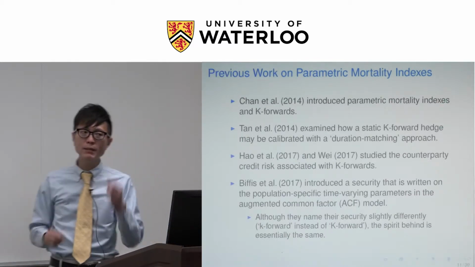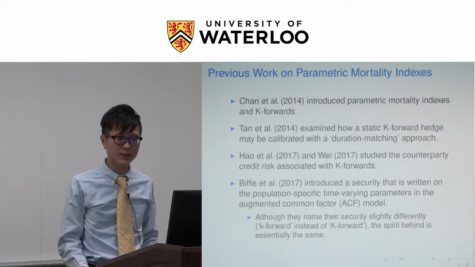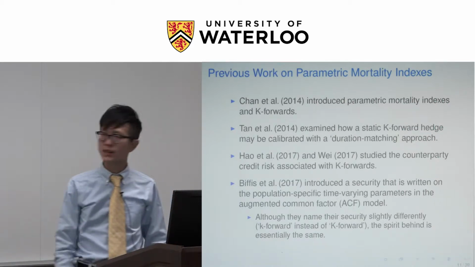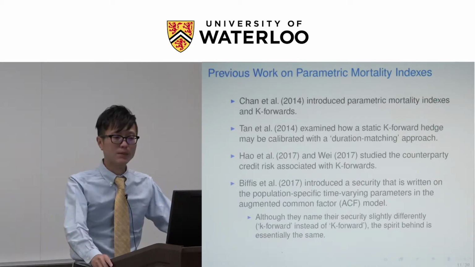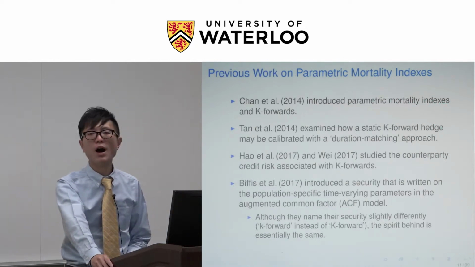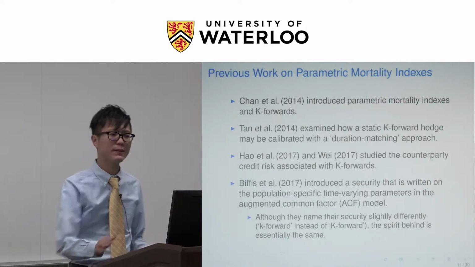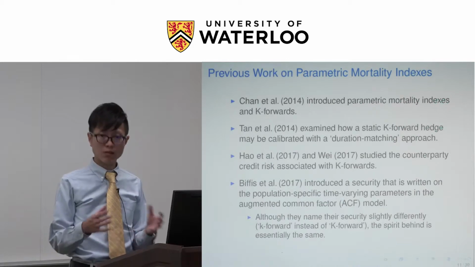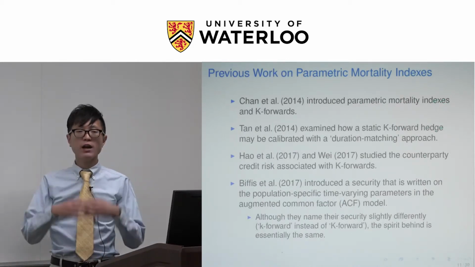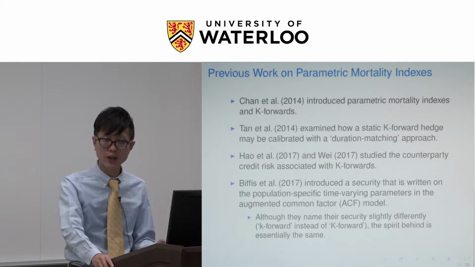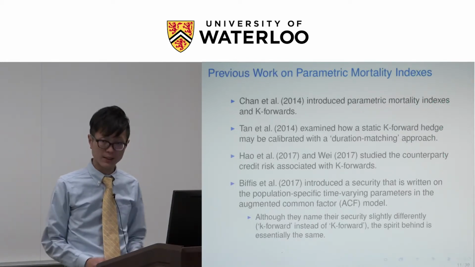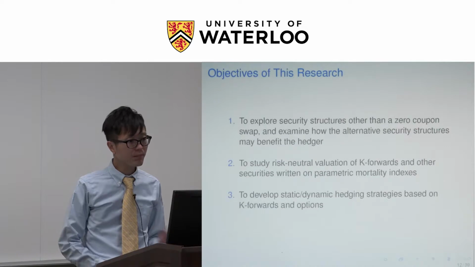Some work has already been done on parametric mortality indices. For example, a security known as K-forwards has previously been proposed. Some hedging strategies have been developed. The counterparty credit risk associated with securities linked to the CBD mortality indices has also been studied.